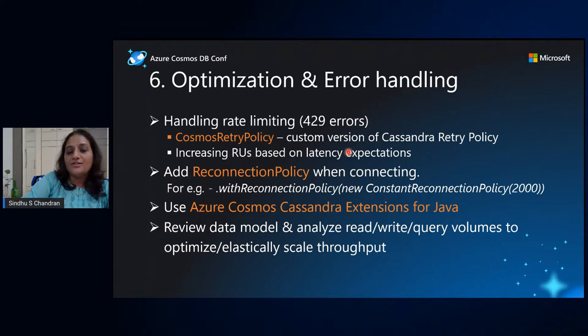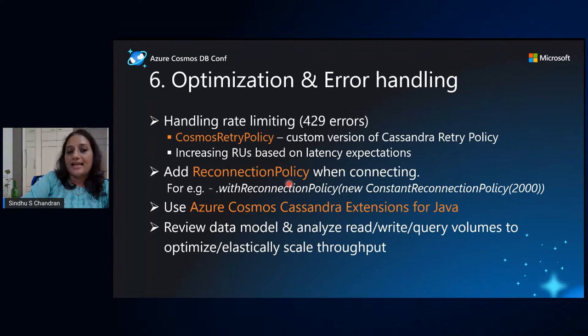And even if the RUs per second becomes a little less than what is provisioned, you really do not want your job to fail. So it is advised that you implement the Cosmos retry policy, which is a custom version of the Cassandra retry policy. This is available as an open source GitHub project. So there is a Cosmos retry policy that is good to use to avoid these rate limiting errors.